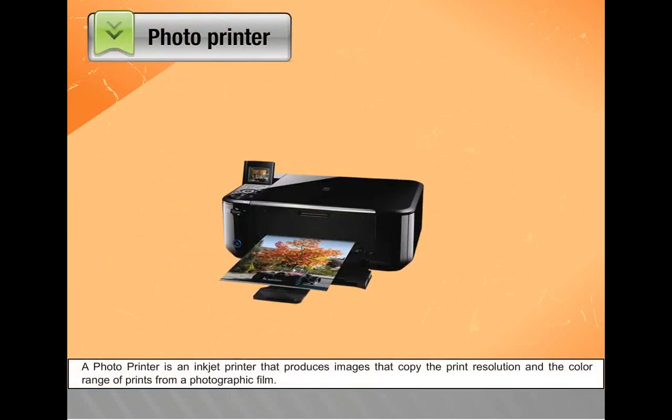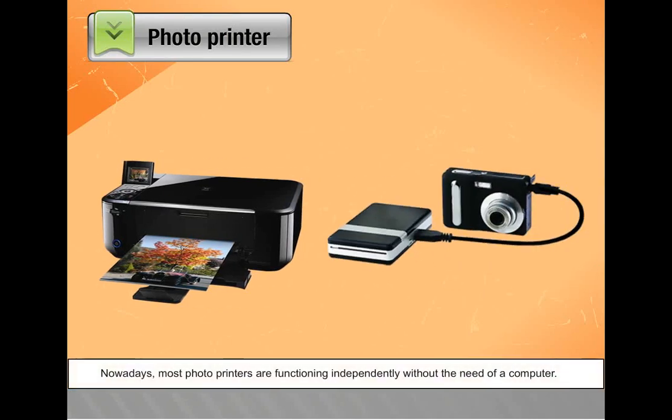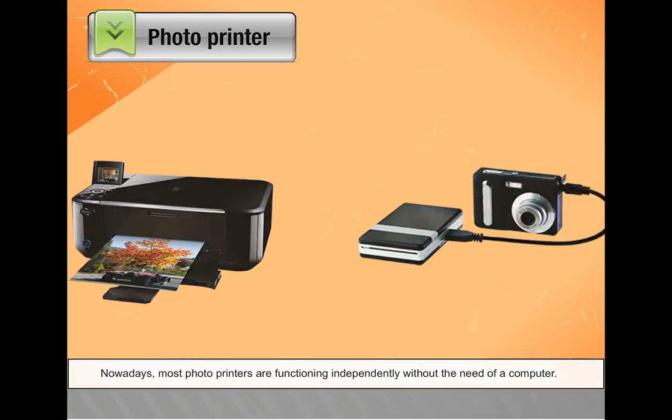Photo printer. A photo printer is an inkjet printer that produces images that copy the print resolution and the color range of prints from a photographic film. Nowadays, most photo printers are functioning independently without the need of a computer.